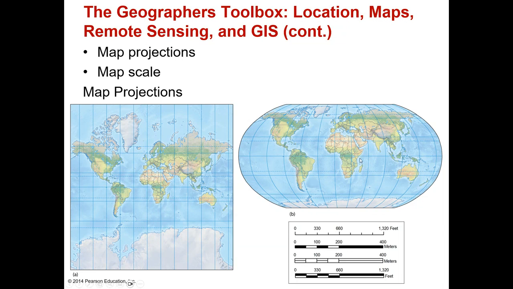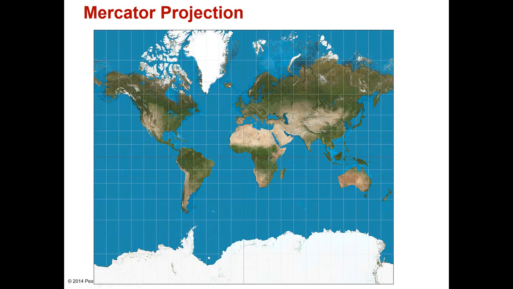The one on the right is a Robinson projection. This is occasionally used by National Geographic, and it tries to get a more balanced view, balancing the proper size and shape. As you can see, Africa and South America are a little larger, but Greenland gets a little distorted when you get towards the poles. So there's no perfect projection. They're just trade-offs no matter which one you work with.